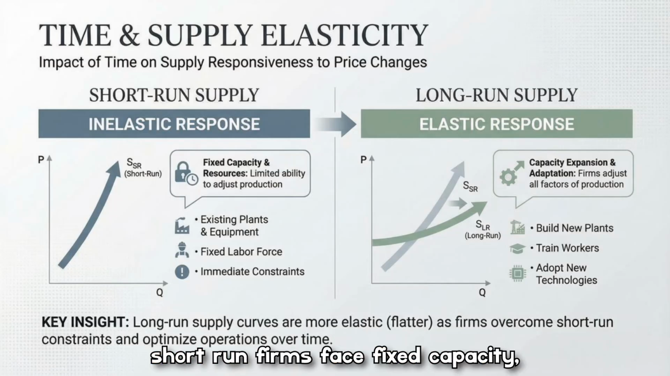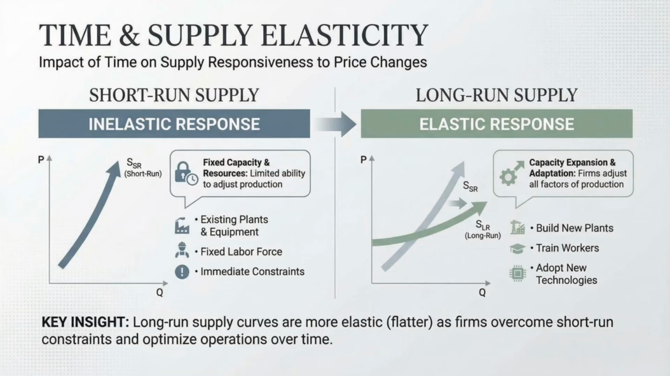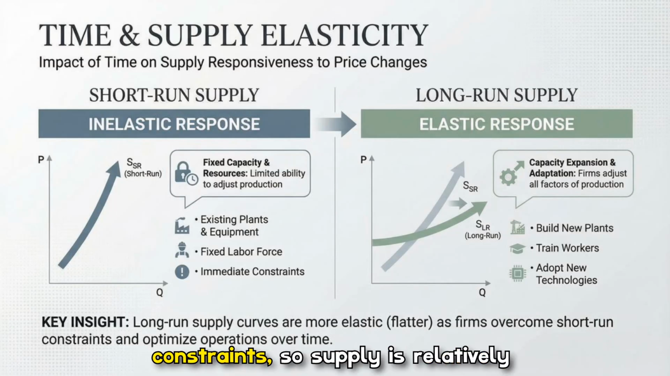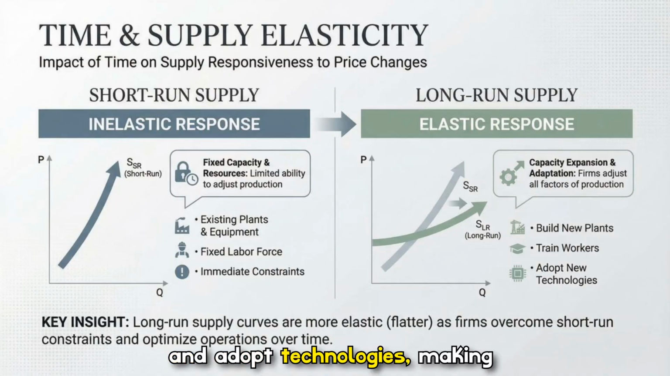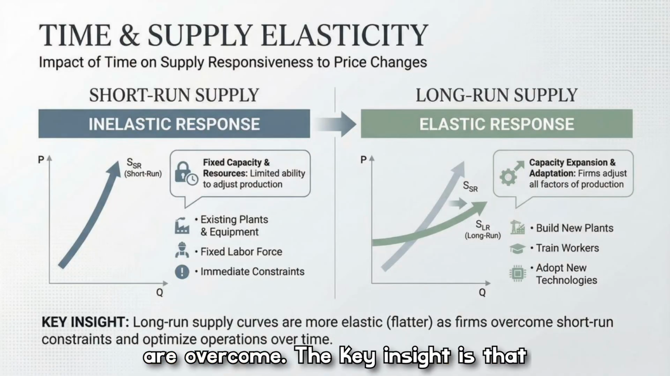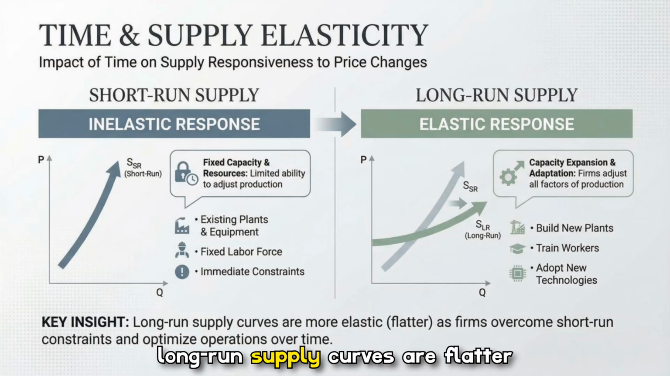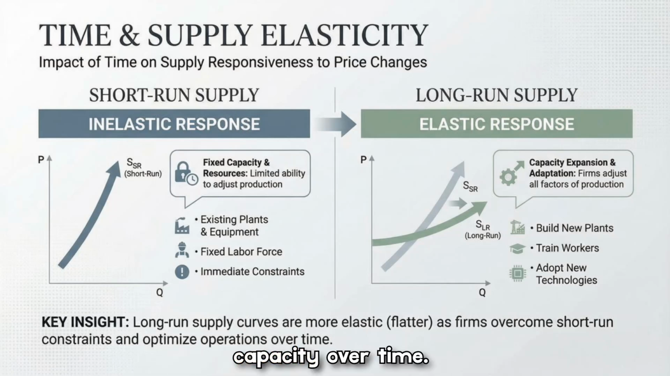Time shapes supply elasticity. In the short run, firms face fixed capacity, existing plants, and immediate constraints, so supply is relatively inelastic. Over the long run, firms can build new plants, train workers, and adopt technologies, making supply more elastic as constraints are overcome. The key insight is that long-run supply curves are flatter because firms optimize and expand capacity over time.